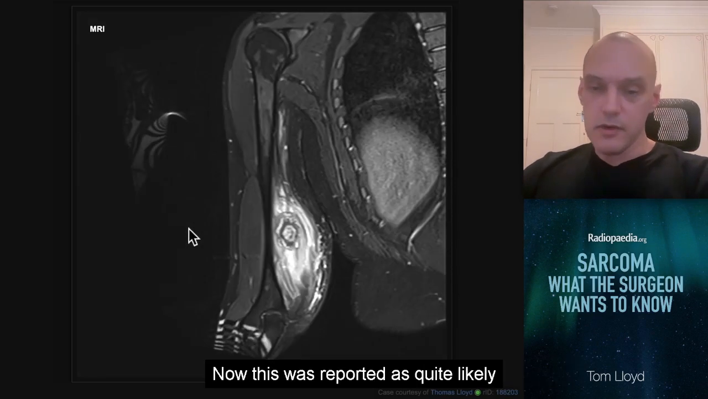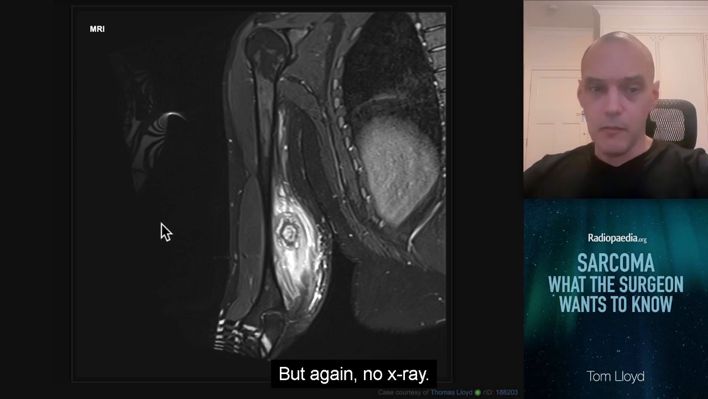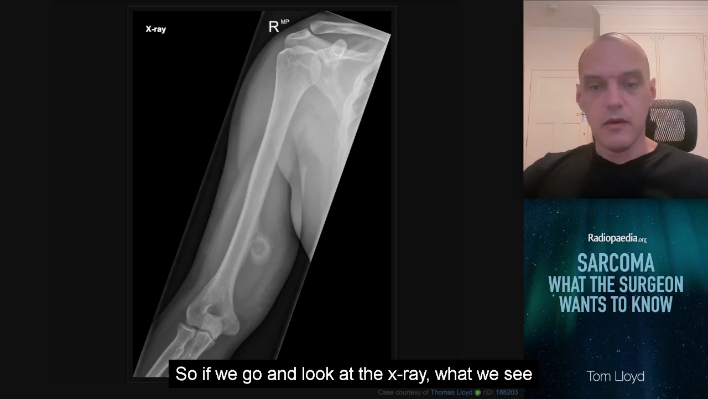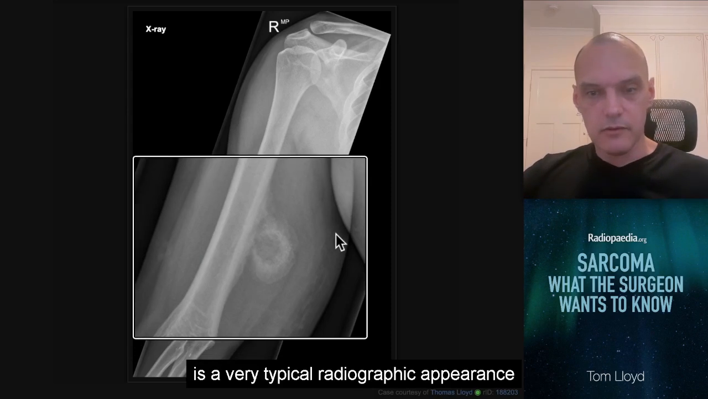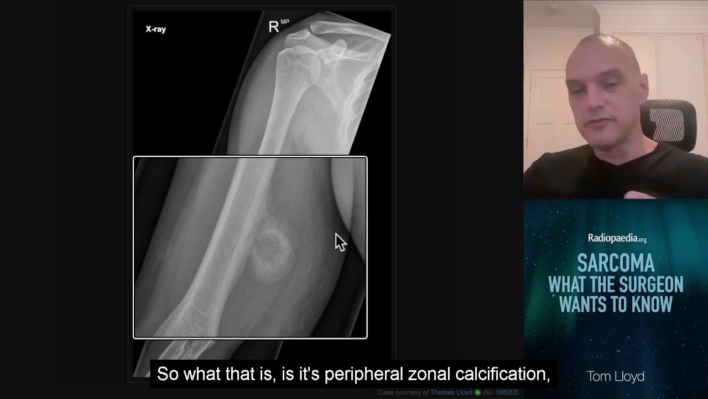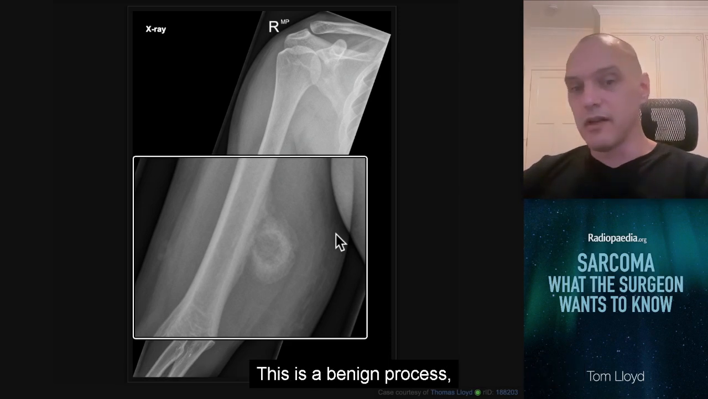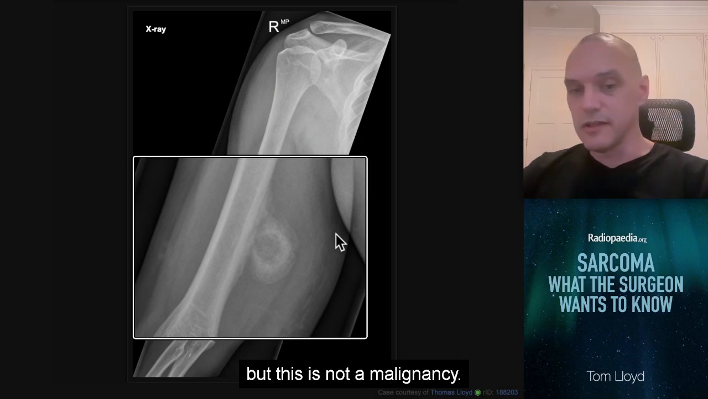Now this was reported as quite likely to be a sarcoma, was sent into the sarcoma service, but again, no X-ray. So if we go and look at the X-ray, what we see is a very typical radiographic appearance of myositis ossificans. So what that is, it's peripheral zonal calcification, which tapers away as you go into the center of the lesion. This is a benign process, a non-malignant process. It may well need follow-up. Occasionally they get excised because of symptomatic reasons, but this is not a malignancy.